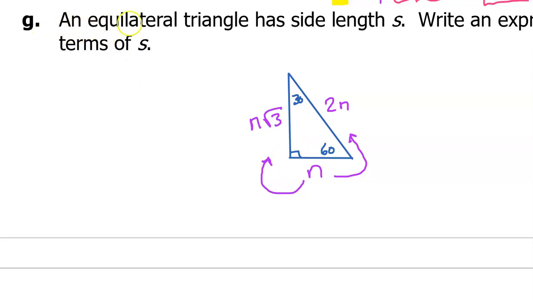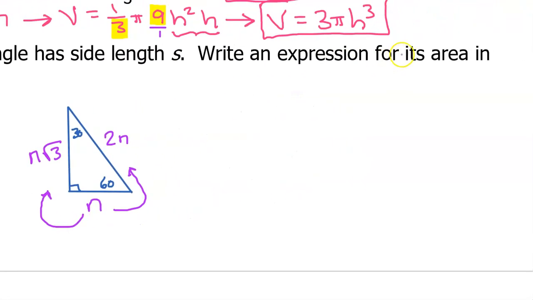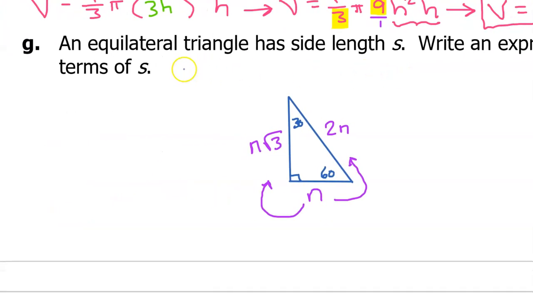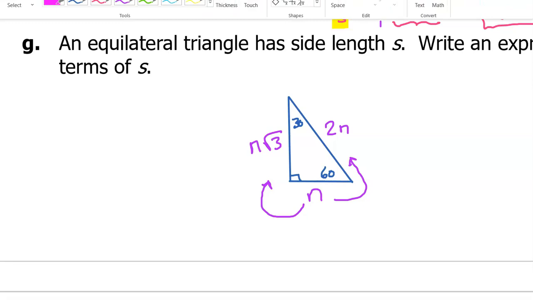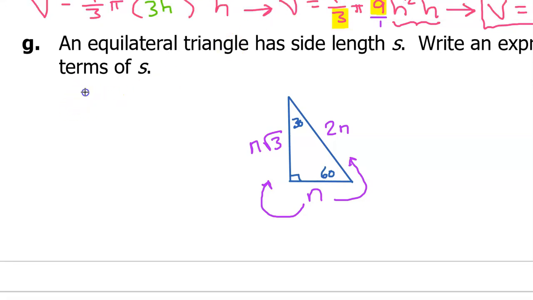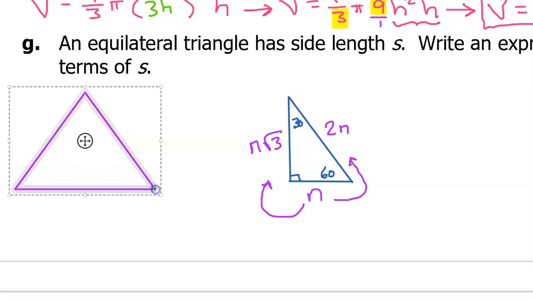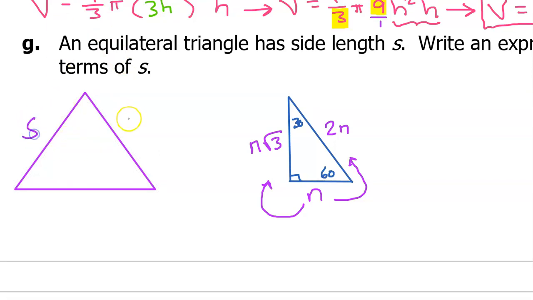Part G says an equilateral triangle has side length s. Write an expression for its area in terms of s. So let's draw an equilateral triangle. Okay, so equilateral triangle, all 3 sides are equal. We are told that the side length is s. So this is s, and this is s, and this is s. You'll see why I'm leaving space in a minute.